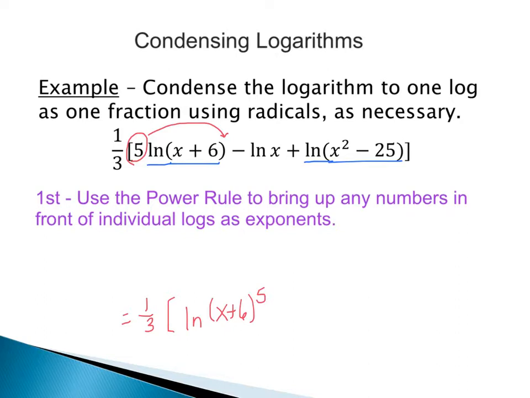Looking at my next log, I have the natural log of x. There's no number in front of the natural log, so there's nothing to do. And then our last one, looking at the natural log of x squared minus 25, there's no number in front, so that also is going to stay the same. So these last 2 logs we don't touch. The only thing that we were able to do in our first step was to bring up that 5 that was in front of that natural log.